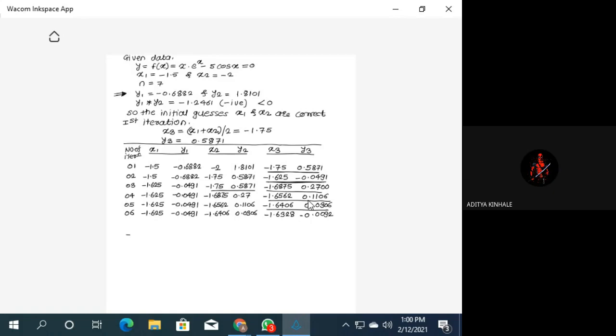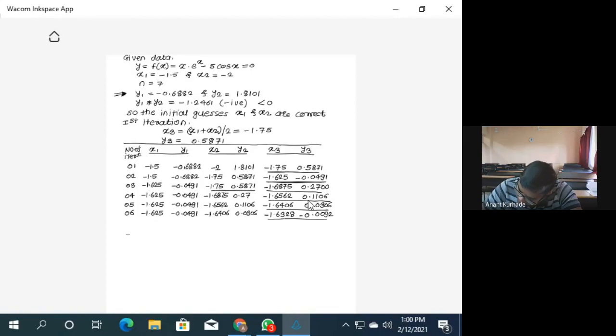0.00918. Plus or minus? Minus. So here we have a minus sign, so shift minus to minus. So 7th iteration: the first pair is having a value of y as minus. So we can write minus 1.6328. Okay. Minus 0.0092. The next pair is as it is, 6406.